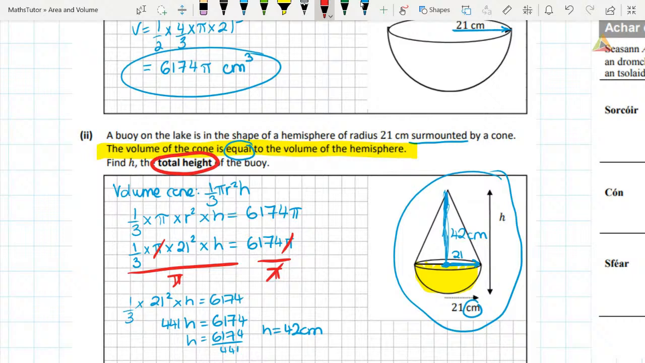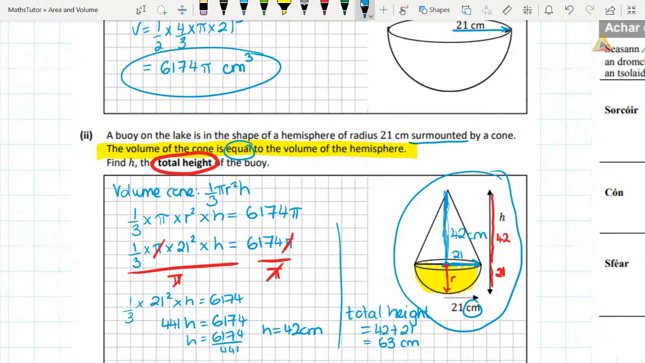So the total height is not just the 42 centimeters that came from the cone. We also need our height of our hemisphere. We don't have anything that's called a height of a hemisphere, but I can see that the height of the hemisphere is from that center point right down to the edge, which means that it's equal to the radius. So the height of the hemisphere here is going to be 21 centimeters, the same as the radius. So when I want to get the total height, I'm going to just add those two pieces together. So I'm going to say the total height is equal to 42 plus 21, which gives me 63 centimeters.